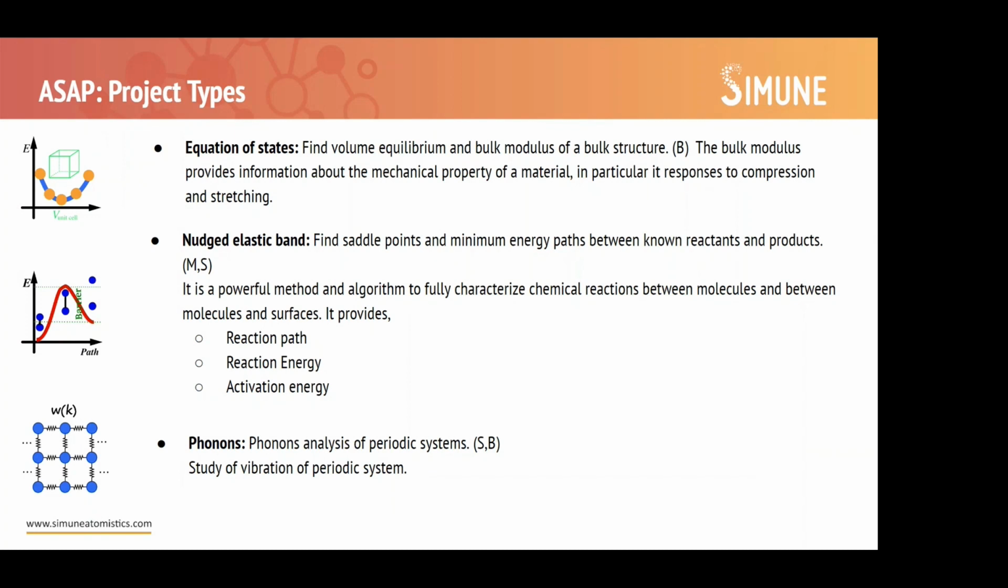The next project is nudged elastic band. This project is related to the definition of the saddle point and finding the minimum energy path between reactant and products. This is the standard algorithm to use for catalysis applications, for finding transition points and reaction paths. There are several algorithms implemented in ASAP, some of them very accurate, some with reduced accuracy to speed up the calculations.